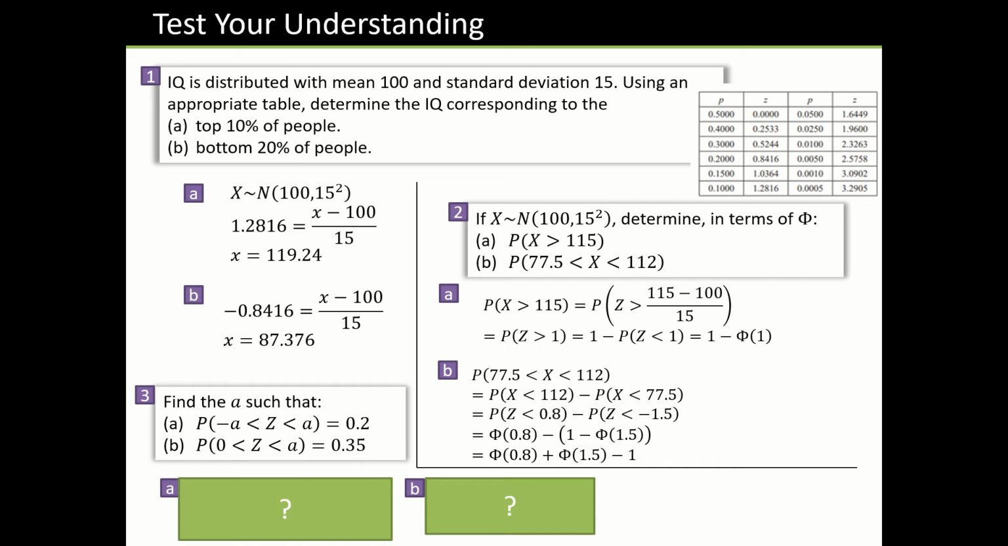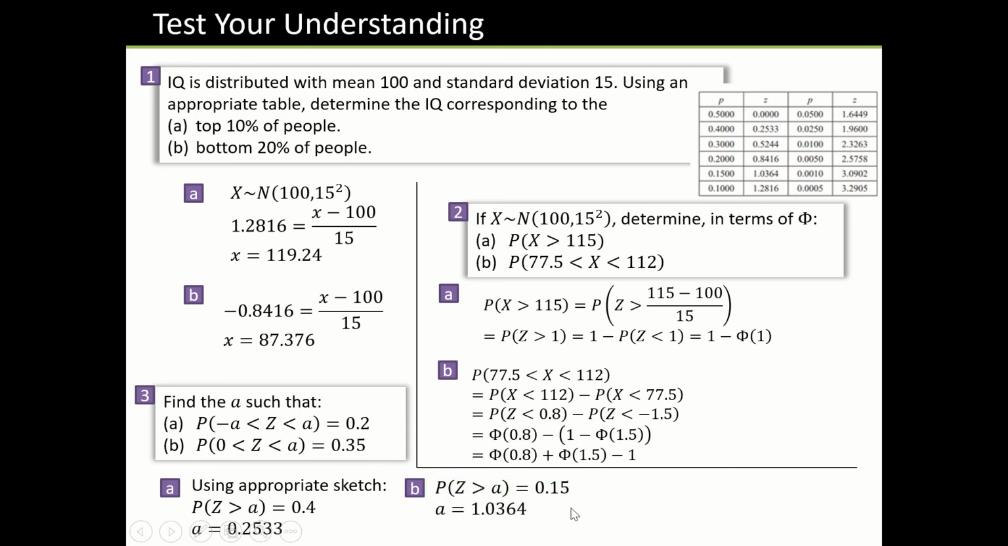For these next two, definitely sketches help in my opinion. As we know that we're between the positive and negative of the same A value, that means they're symmetrical. And if 10% is above the mean to A, then we know 40% is above A. That allows us to use our table and figure out the Z value. The next one, 0 we know is the 50% mark, and it goes 35% more, which means 15% is above it. So using our table again, we can get those values.